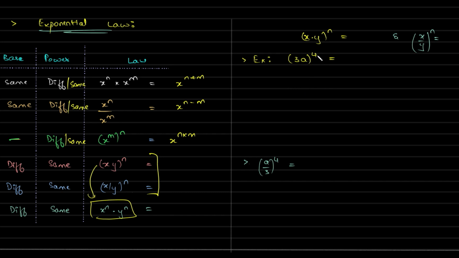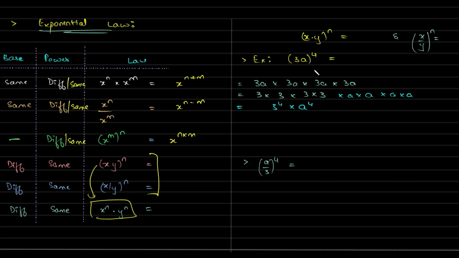So we have 3a whole to the power of 4. What does that mean? 3a into 3a into 3a into 3a. Can I rewrite this as 3 into 3 into 3 into 3, and the other one as a into a into a into a? So what is 3 into 3 into 3 into 3? 3 to the power of 4 into a to the power of 4, right?